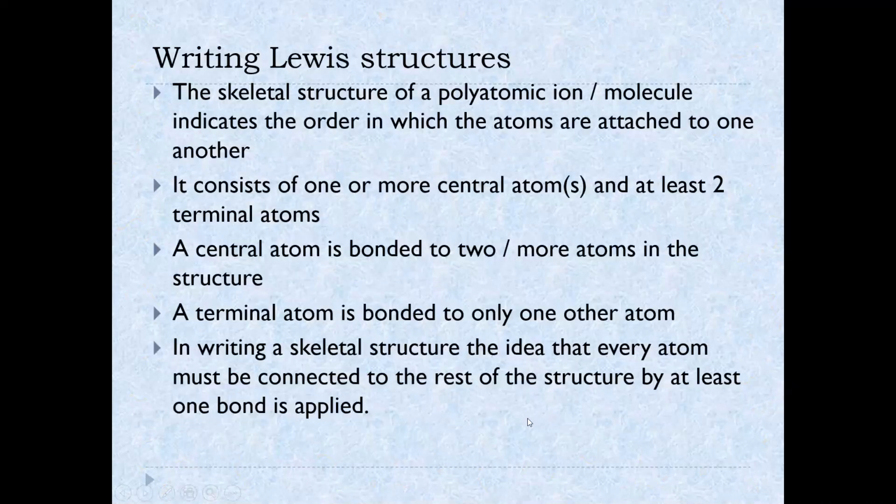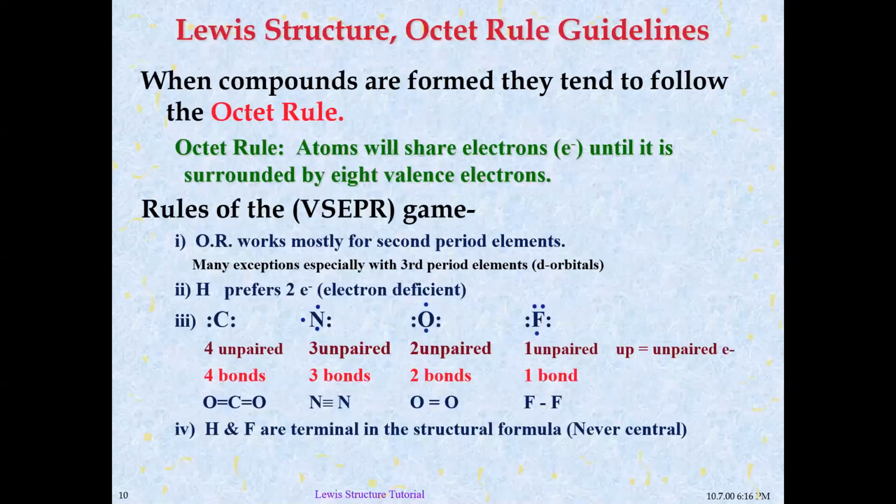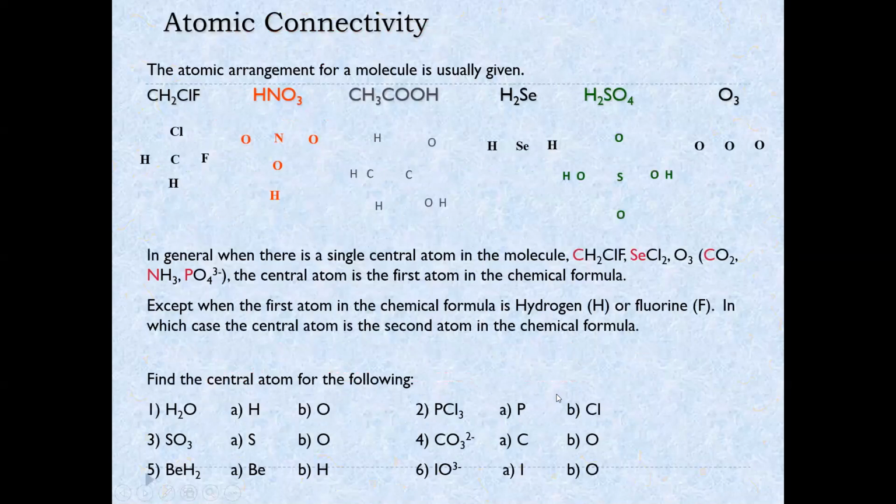Our definition then said that a terminal atom is bonded to only one other atom. So that means the hydrogen will always be a terminal atom because it's only allowed to form one single bond, while the central atom can be bonded to 2 or more. So carbon and oxygen can be central atoms because they have the capacity to be bonded to other atoms. So this oxygen can be at the center, or carbon can be a central atom. Nitrogen also can be a central atom, but hydrogen and fluorine can never be central atoms.